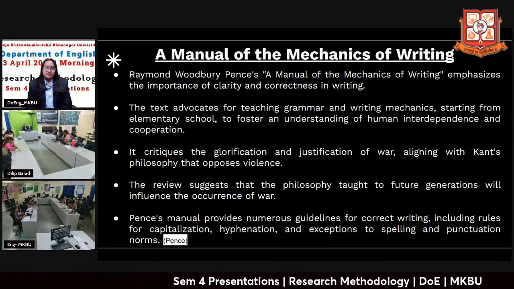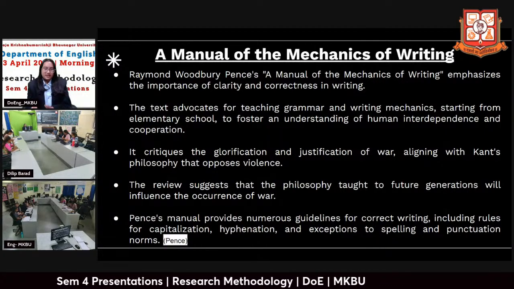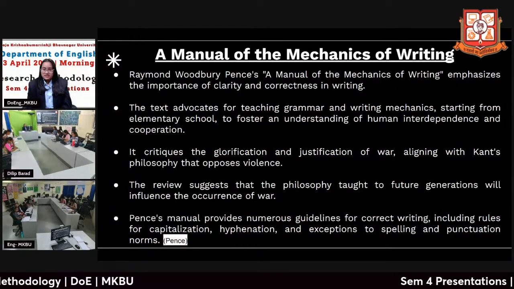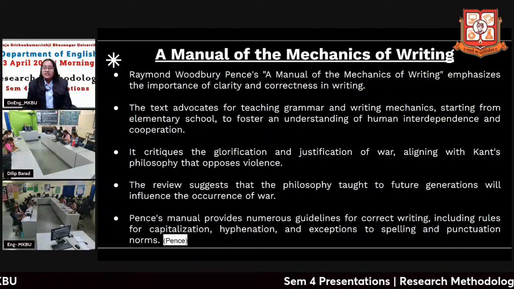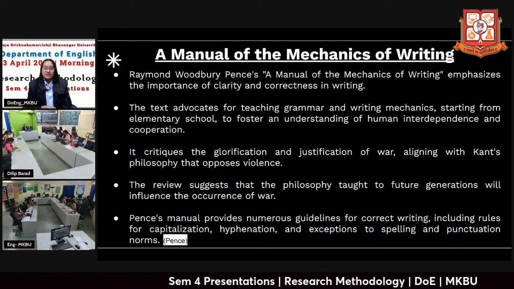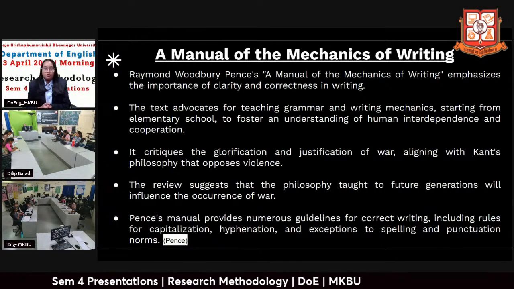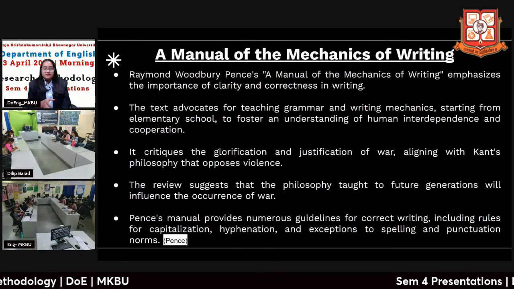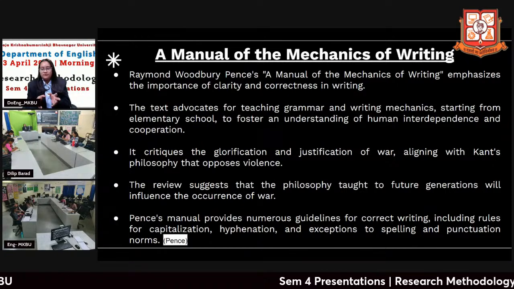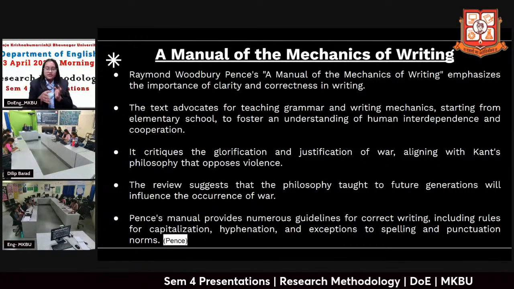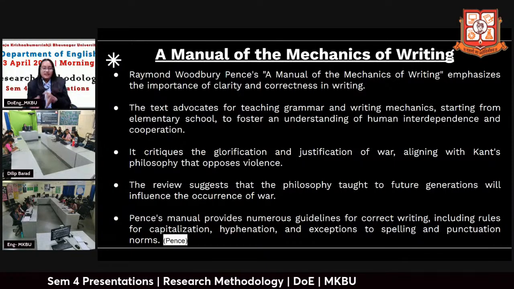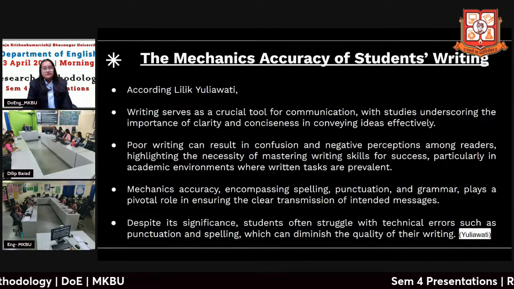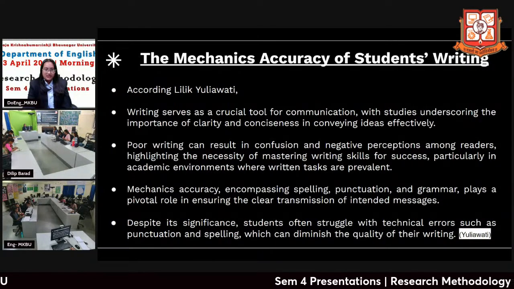So here is one research paper. It's a manual of mechanics of writing by Raymond Woodbury Pence's. It emphasizes the importance of clarity and correctness in writing. It critiques the glorification and justification of war, in alliance with Kant's philosophy that opposes violence. And Banks' manual provides numerous guidelines for correct writing, including rules for capitalization, hyphenation, and exceptions to spelling and punctuation marks.